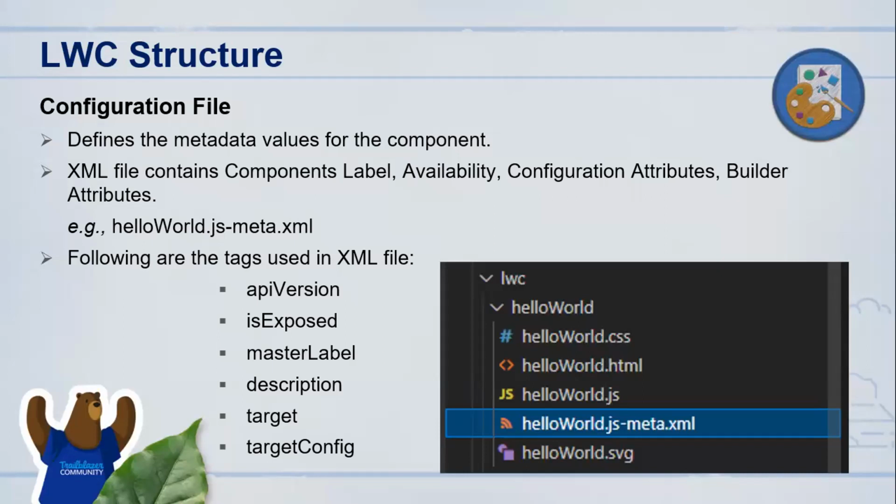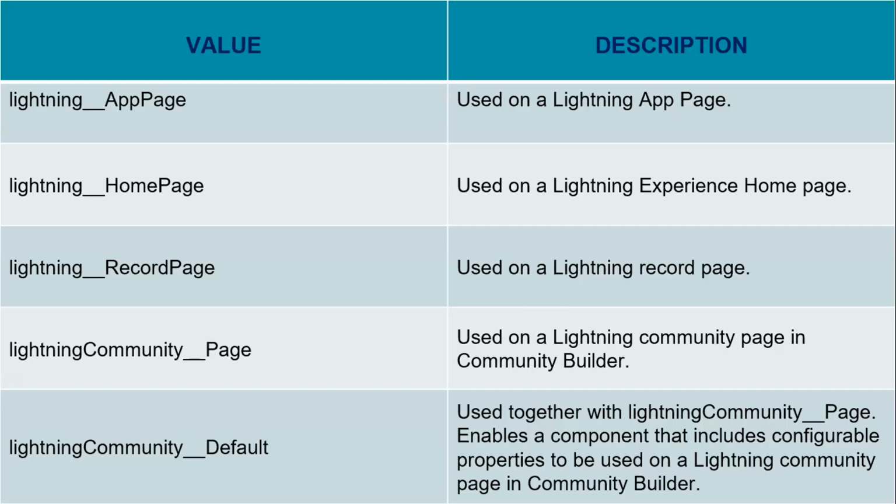And the next one is the targets tag. It specifies whether the component can be used inside the app page, record page, or home page. Let's see the list of keywords that are used inside the targets tag in the next slide. And the last one is targetConfig. It specifies the behavior of the Lightning page, like which object the component should support. We can specify the object name like Account, Contact, or Opportunity inside the object tag, which is placed inside the targetConfig tag.